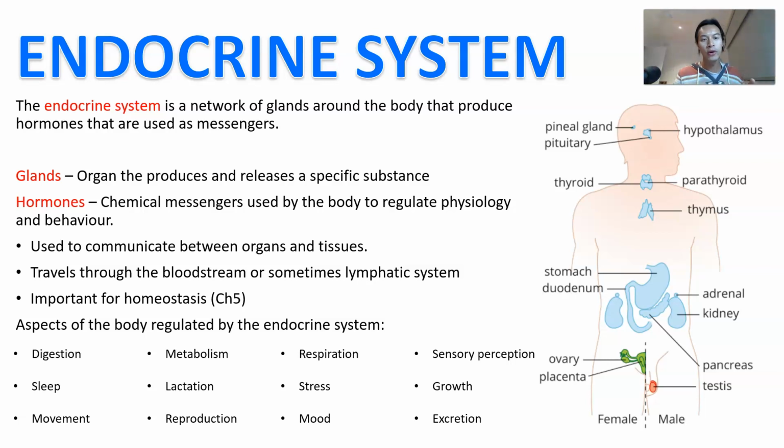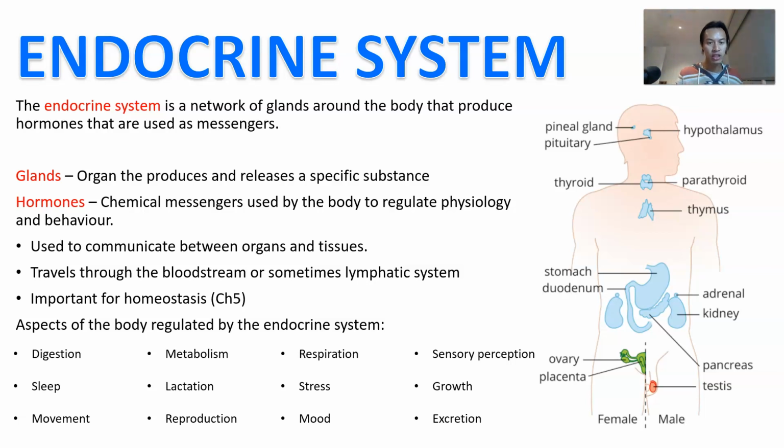Now, hormones are chemical messengers that the body is going to use to regulate physiology and behavior, okay? So it's used to communicate between organs and tissues, and hormones will travel through the bloodstream and sometimes also through the lymphatic system, which is your lymph nodes, and they play a really, really important role in homeostasis, which is actually what we look at in the next chapter, okay?